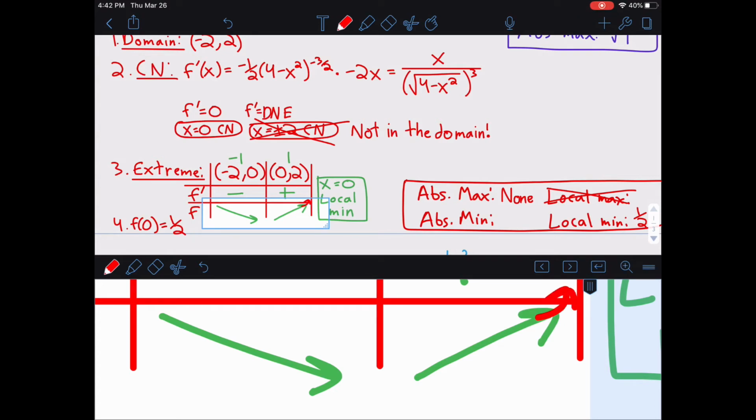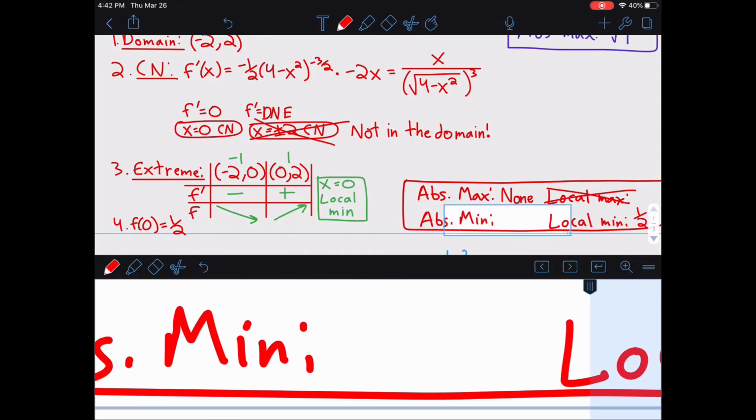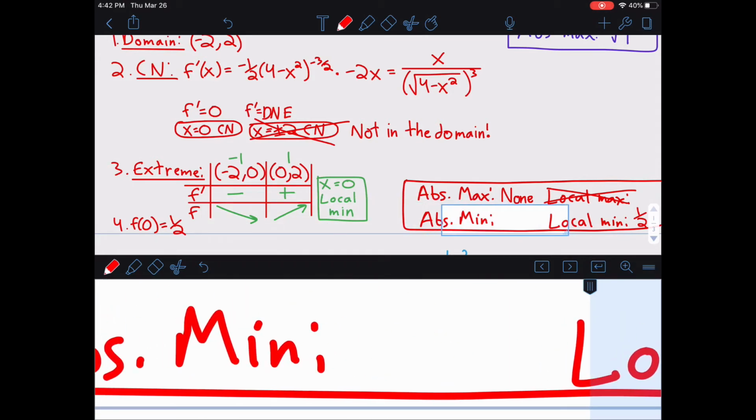Doesn't really matter for our purposes, right? But we're definitely going down and then up, right? That's definitely a valley. And this whole graph apparently is just going to show me that valley, right? So that local is also the absolute min. So this is just like the last one, right?